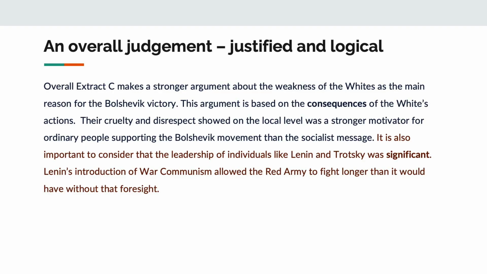So, once again, here is my third paragraph. The main thing that I want you to look at is how I apply extract C into the second order concept. This argument is based on the consequence of the whites' actions. Their cruelty and disrespect showed that the local level was a stronger motivator for ordinary people supporting the Bolshevik movement than the socialist message. It is also important to consider that the leadership of individuals like Lenin and Trotsky was significant.